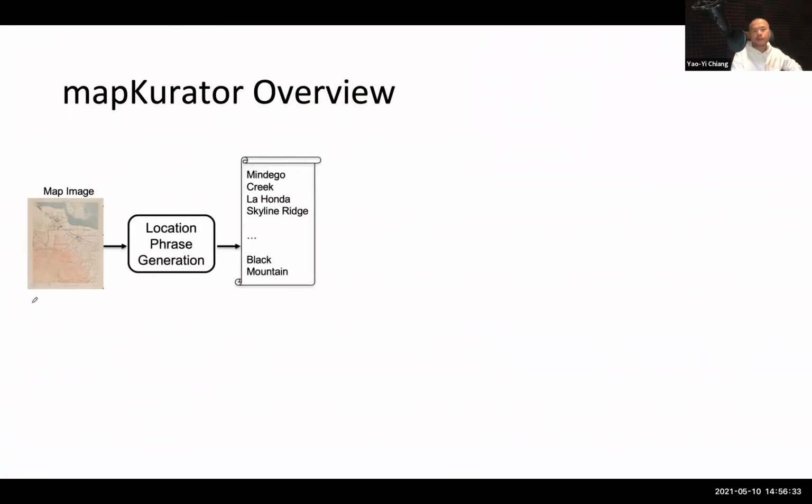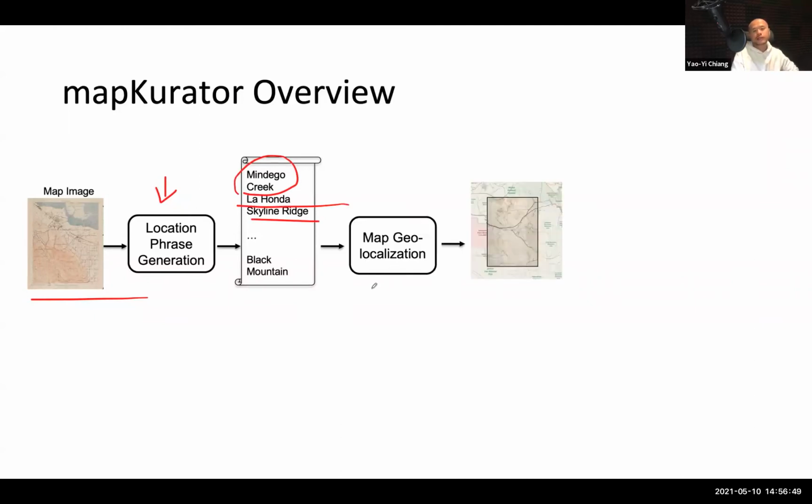The input of Map Curator is a map image. Then the first component is called the location phrase generation. We're going to extract location phrases like Mindago Creek, La Honda, Skyline Ridge, and so on. Then the second component, map geolocalization, we're going to take all these location phrases here and use them to geolocalize the map image. So now we can put it on top of a georeferenced image or map.